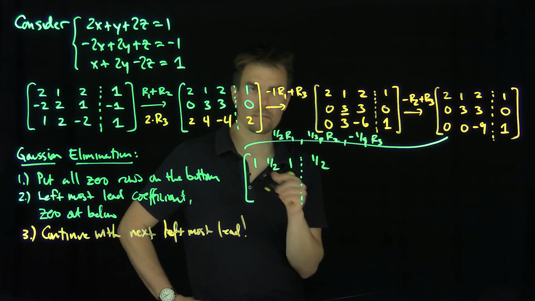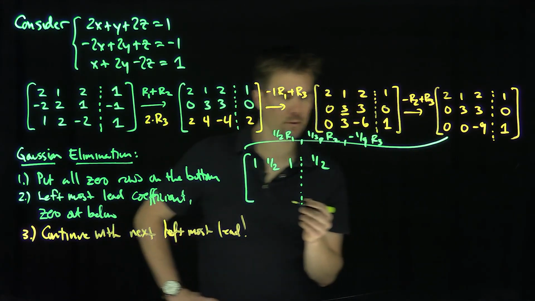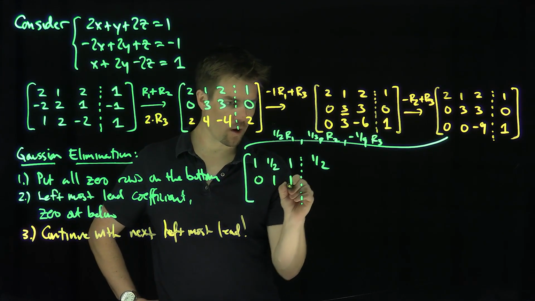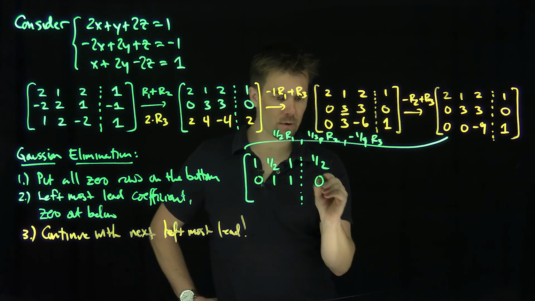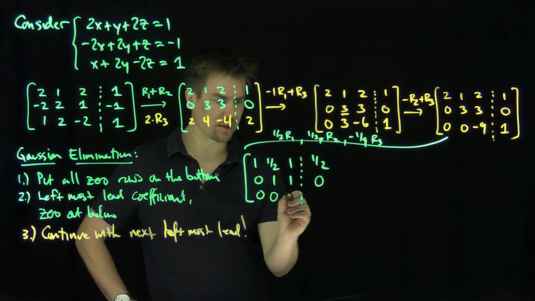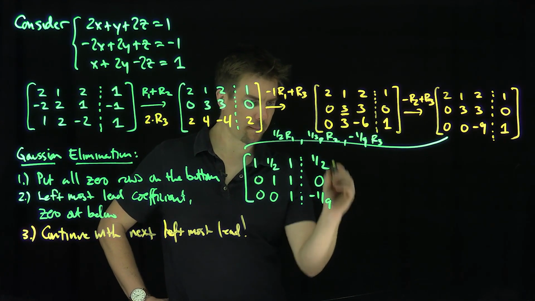1/2. And then what we get if we do a 1/3 by row 2, I'm going to get a 0. Then I'm going to get a 1 and a 1. And then I'm going to have a 0 over here. And then finally, if we do a negative 1/9, I'm going to have a 0, 0, and then a 1, then a negative 1/9 over here.